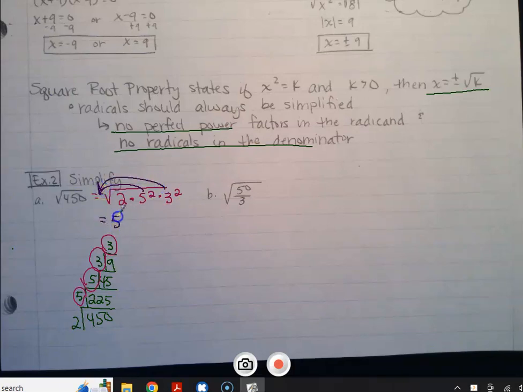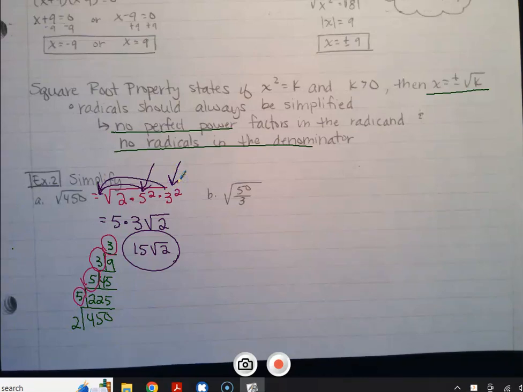So this is going to be 5 times 3 times the square root of 2. And then 5 times 3 is 15. So this simplified is 15 times the square root of 2. Because you're done. You simplified it. Because you don't have any perfect powers. The 5 was a perfect power, and the 3 is a perfect power in the radicand. I can't have those in there.